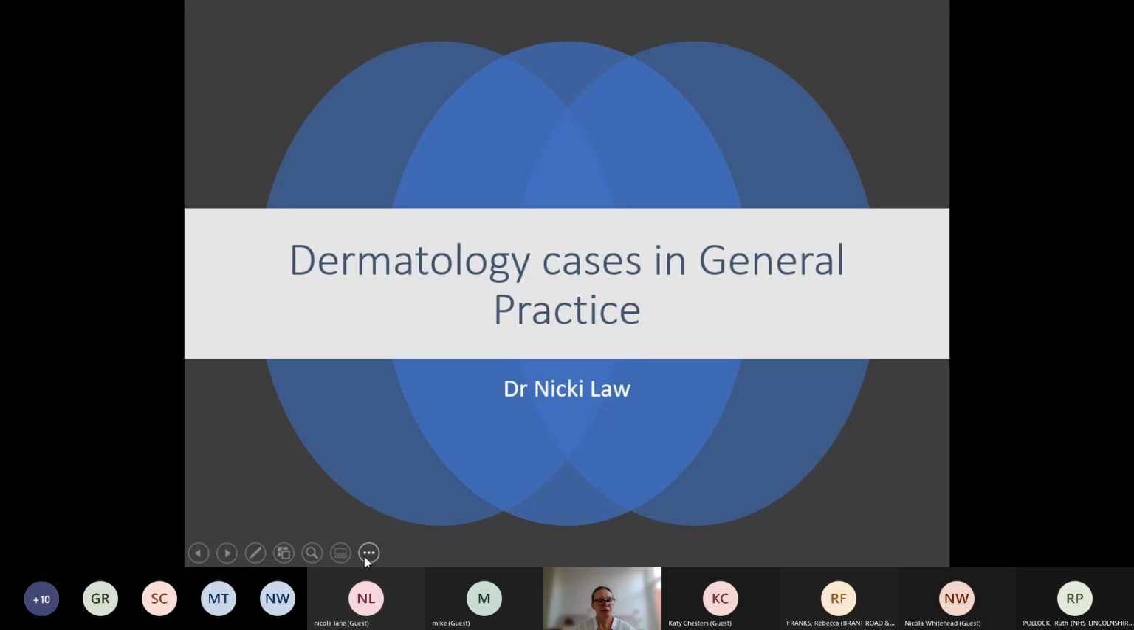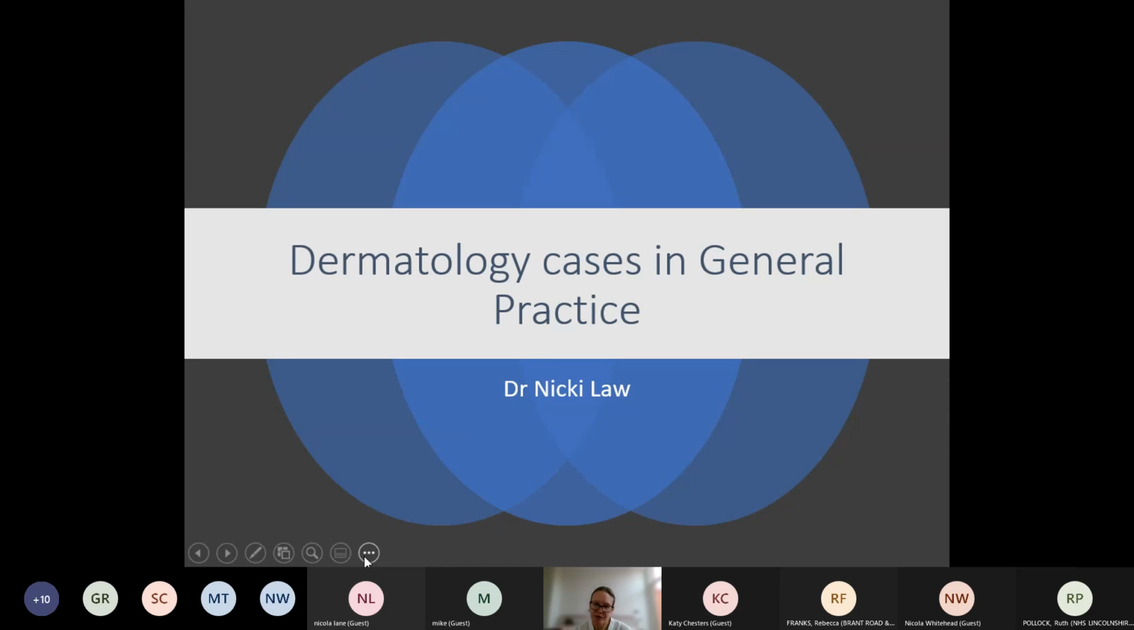So the plan for this next section is we're going to look at the sorts of dermatology cases that we see in general practice. And there are loads and loads of different skin conditions. When you read about it, they say there are over 1,000 different conditions. Some books say 2,000 different conditions, and I think that's if you look at subtypes of things. So it's a massive area.